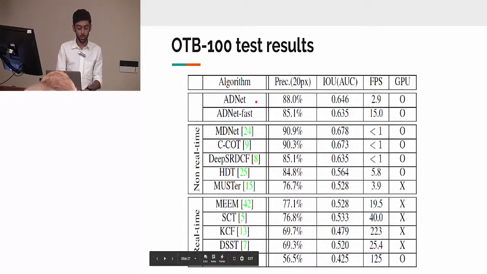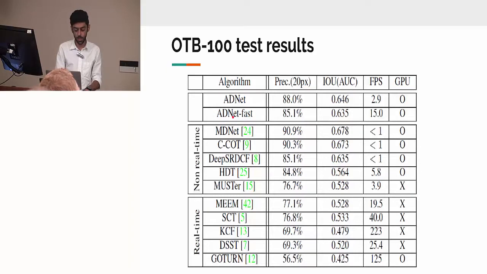So ADNet has two versions, ADNet and ADNet Fast. This is the real-time version of the algorithm. They're not using a GPU. They're processing 15 frames per second and getting a precision of 85.1%, as compared to the best real-time current method, which uses a GPU, processes 19 frames per second and gets 77%. So the speed improves dramatically, given that a GPU is not used here.